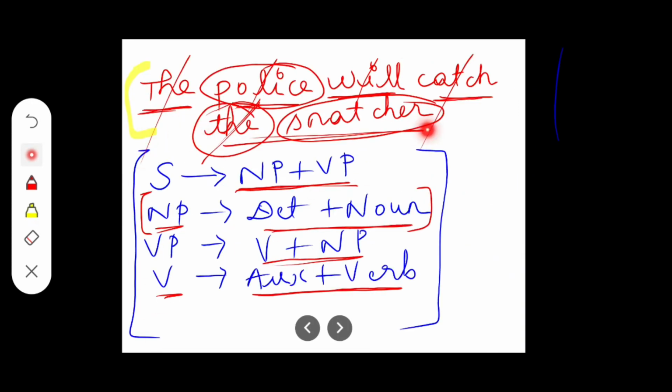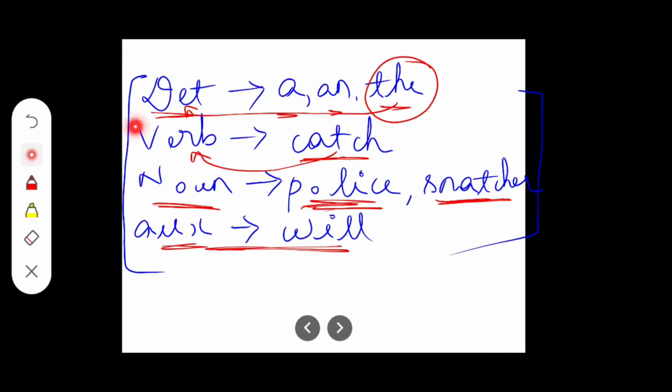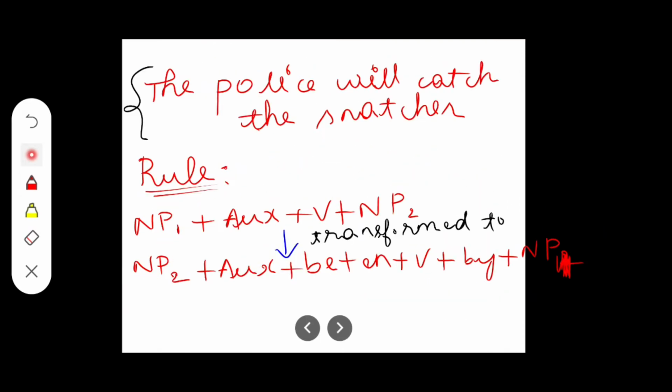So these are the rules that you have to write before going to transform the grammar from active voice to passive voice. So here you have to write the same rules. I'm skipping those rules. If you want to write the rules, you can go back to the previous video. There I have explained how to write the rules, so you can watch that. And also I'll be attaching the link in the description box. You can directly access through that link.